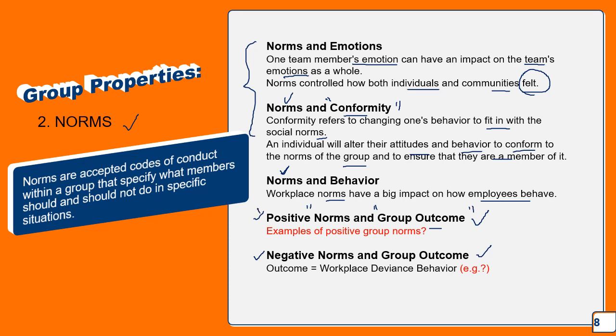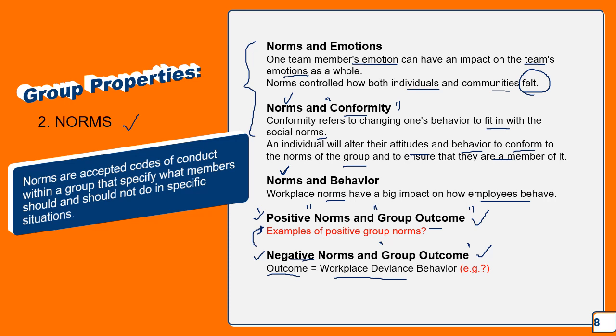On the other hand, negative norms will lead to negative group outcome. So what will be the negative group outcome that comes from negative norms? It is the opposite of this. Maybe there is no honesty among group members. Group members do not trust each other. So in the end, it will give a bad outcome, or negative outcome, which we call workplace deviance behavior.